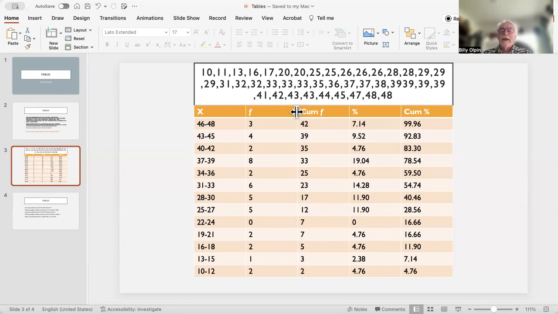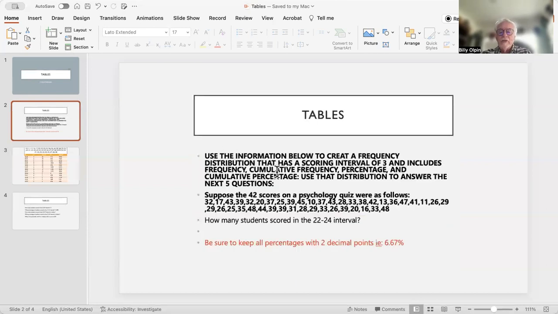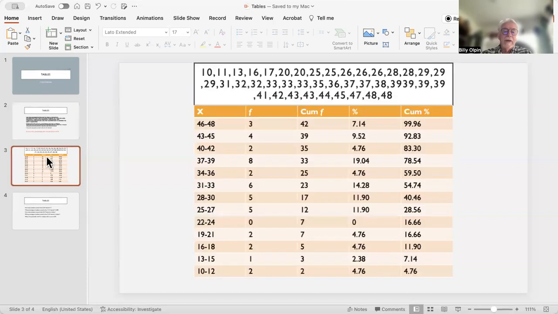Then I lay out my table, right? And so it said you needed to have the frequency, the cumulative frequency, the percentage, and the cumulative percentage. So the first thing you always start with is the score and the scoring interval. I set a scoring interval of 3. So I said here 10, 11, 12, 3, right? 13, 14, 15, 3. And I did this all the way up from 10 to my highest score of 48. I ended up with 13 intervals.